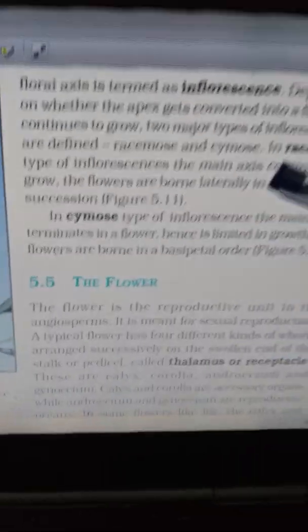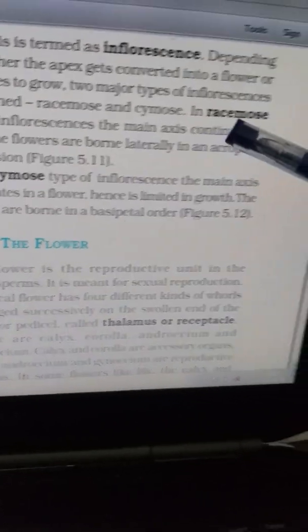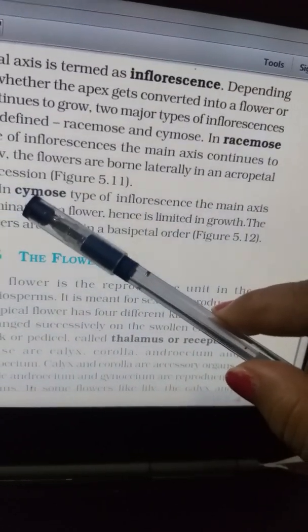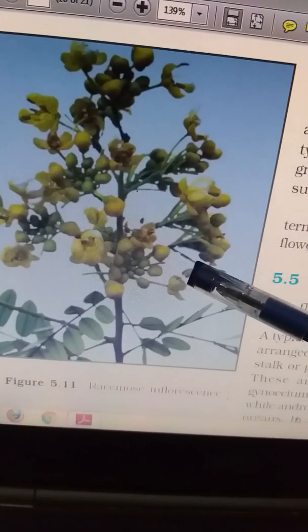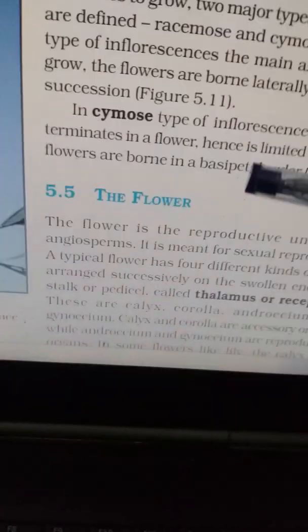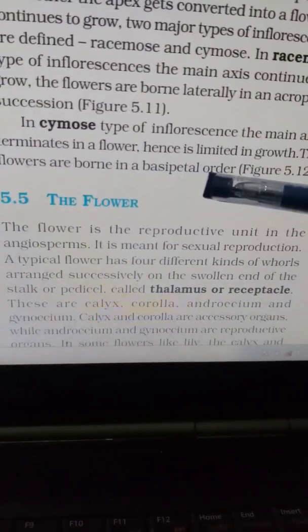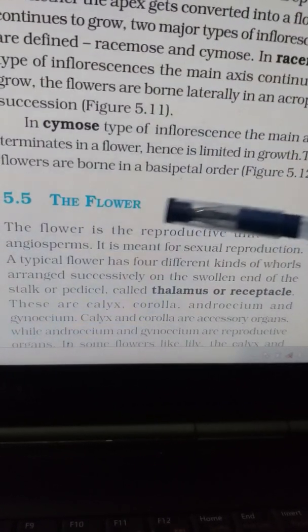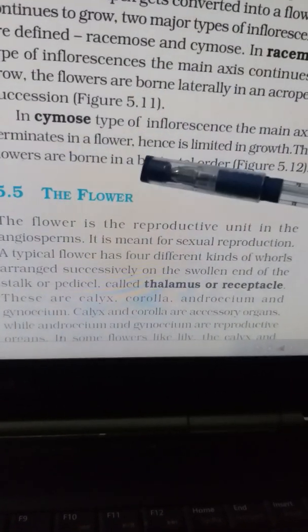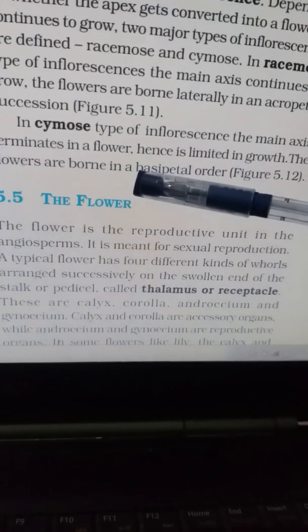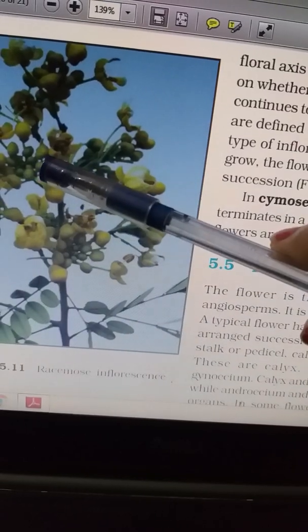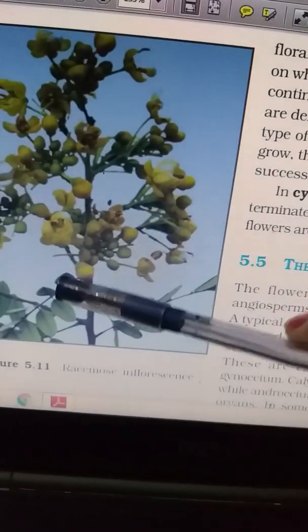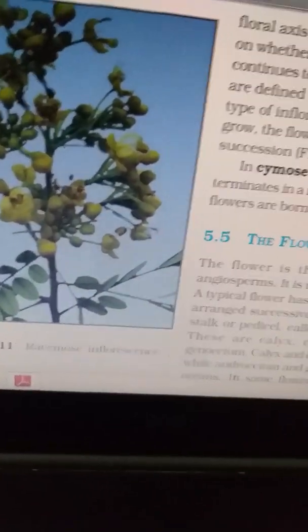Basically you have two types of inflorescence. One is the racemose inflorescence and one is the cymose inflorescence. Now this figure depicts a racemose inflorescence, and cymose means what? The flowers are arranged in a basipetal order. Basipetal order means on the same plane. That is cymose. Okay, racemose, you see the older flowers are borne at the base, younger flowers at the top, and when they are on the same plane, you have a cymose inflorescence.